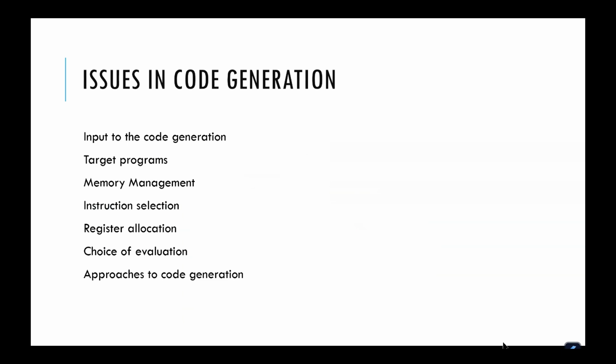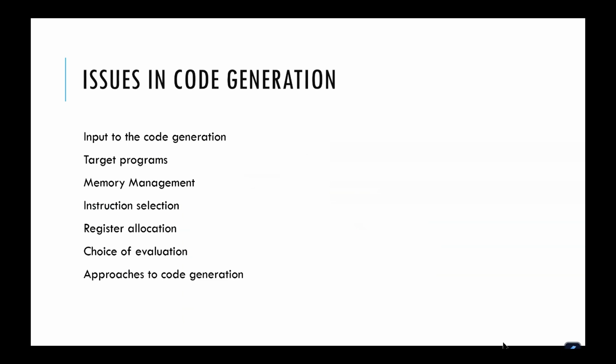Next one is target programs. In target programs, code comes in three forms: absolute machine language, relocatable machine language, and assembly language. So these are the different code formats we are going to get.